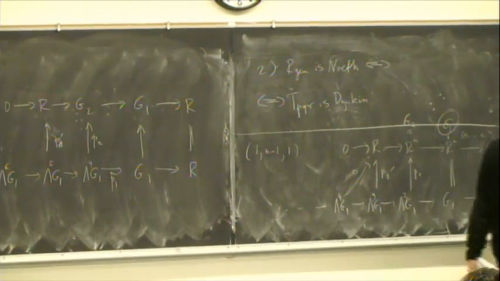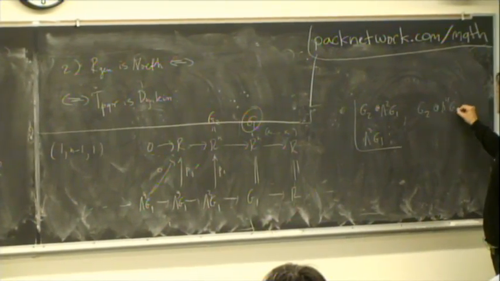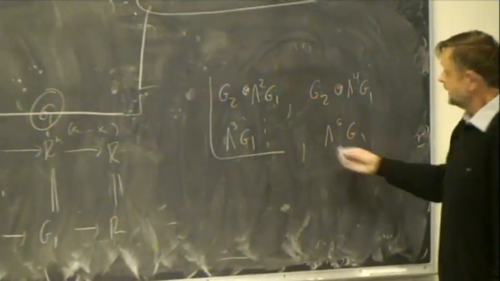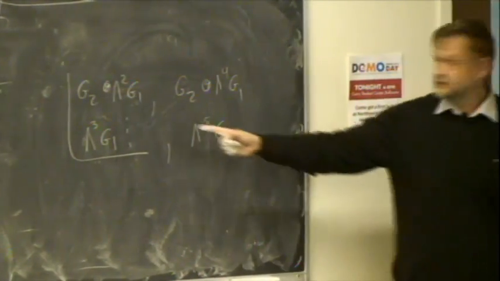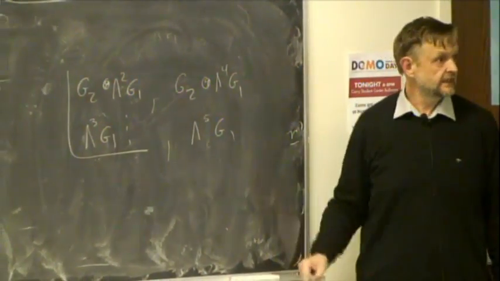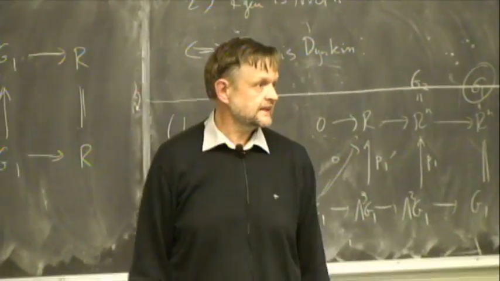So I get G2 tensor wedge 4 G star. Sorry, wedge 4 G1, and I get wedge 5 G1. And then you can continue. So in fact, you see you get G2 tensor one half spinor and the other half spinor. And if you see the formulas that I got there, you get exactly those representations in exact places.